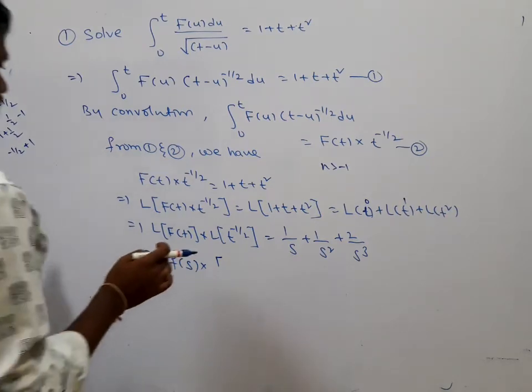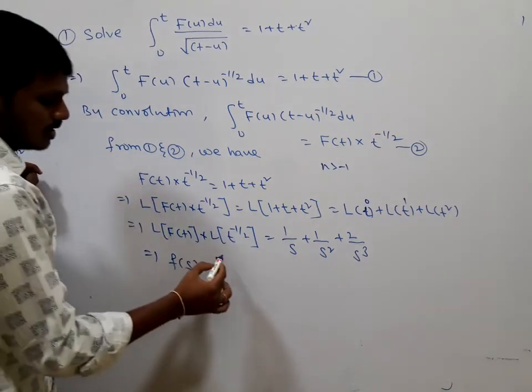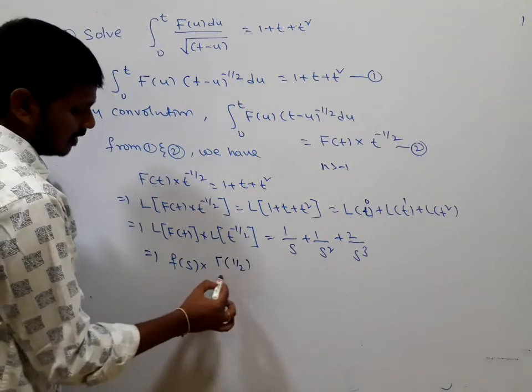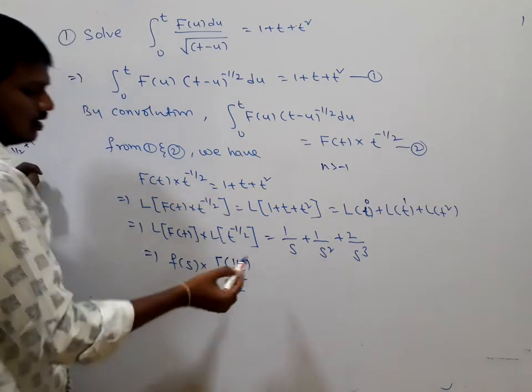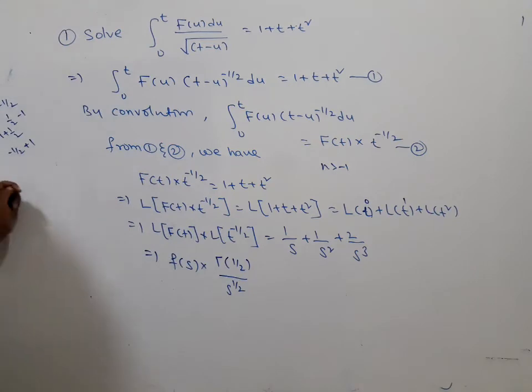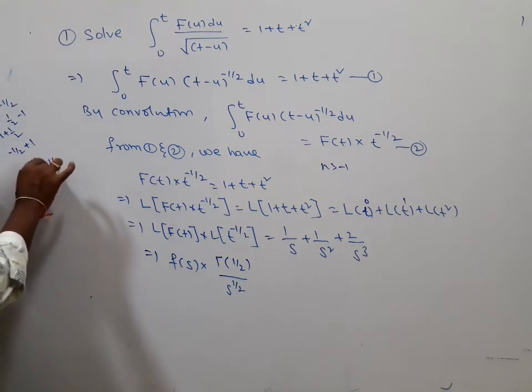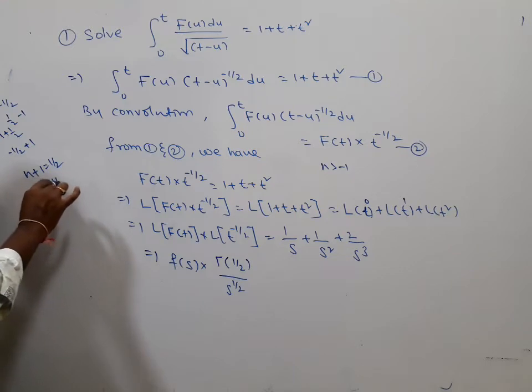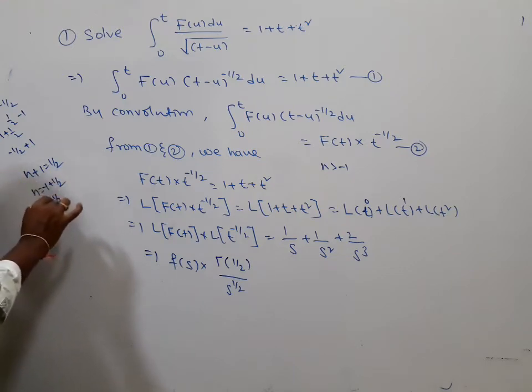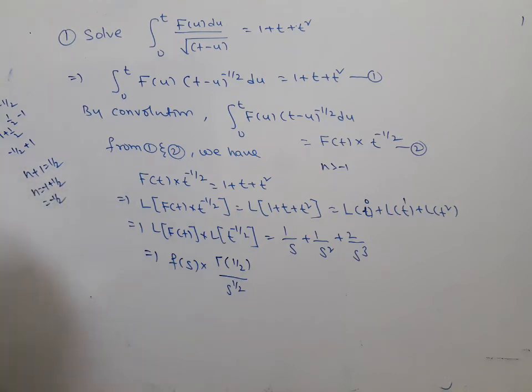Yeah, Laplace transform of t to the power of minus 1 by 2 is gamma of 1 by 2 divided by s to the power of 1 by 2. That is gamma of n plus 1 divided by s to the power of n plus 1. So n plus 1 is equal to 1 by 2, so n is equal to 1 by 2 minus 1, which is minus 1 by 2. So n is equal to minus 1 by 2, right? So we can write it as minus 1 plus 1 by 2.